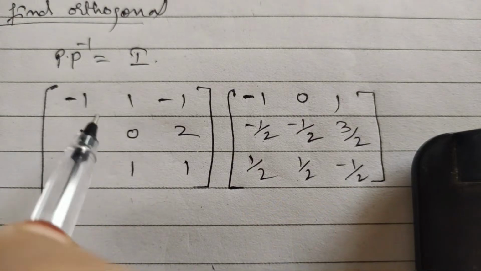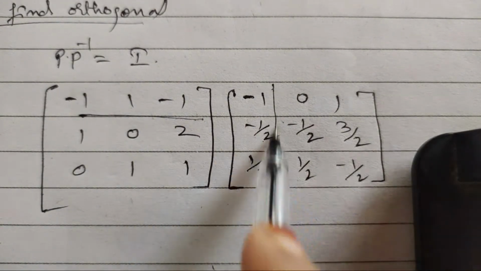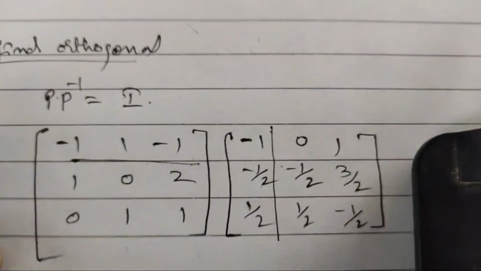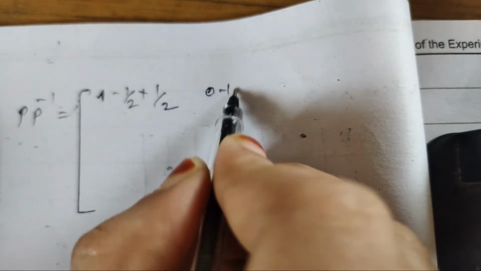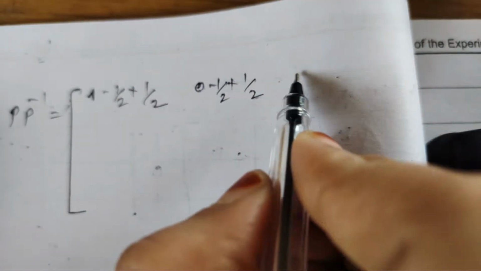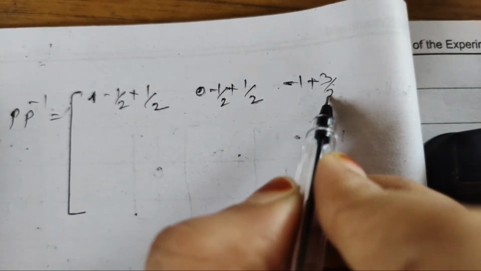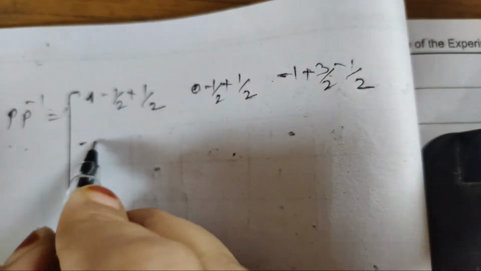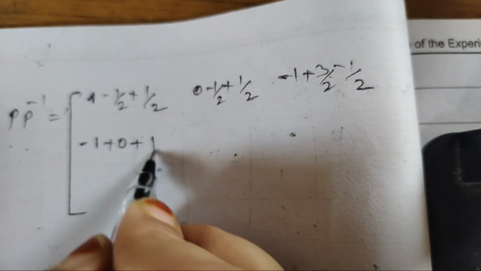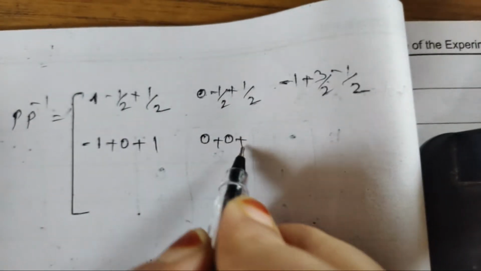Everyone knows how to do the matrix multiplication. Rows into columns. When we do rows into columns, we will get that matrix P into P inverse, which is equal to 1 minus half plus half, 0 minus half plus half, minus 1 plus 3 by 2 minus 1 by 2, minus 1 plus 0 plus 1, then 0 plus 0 plus 1.